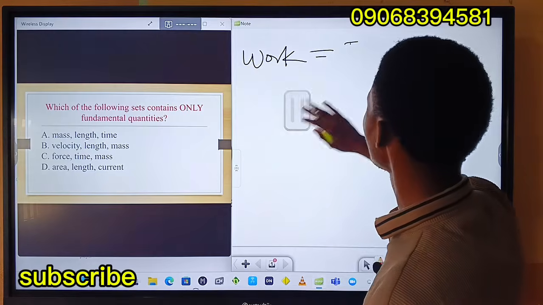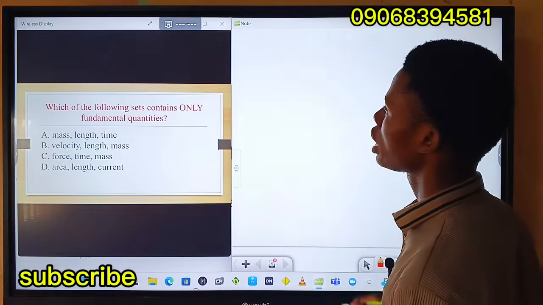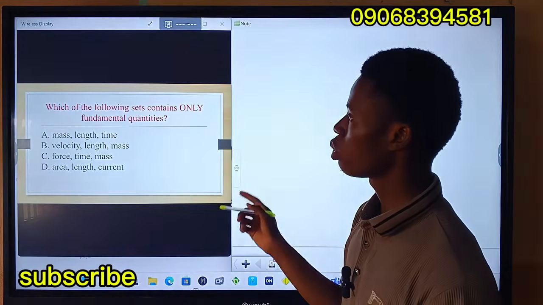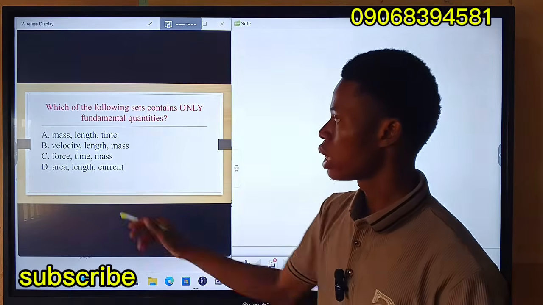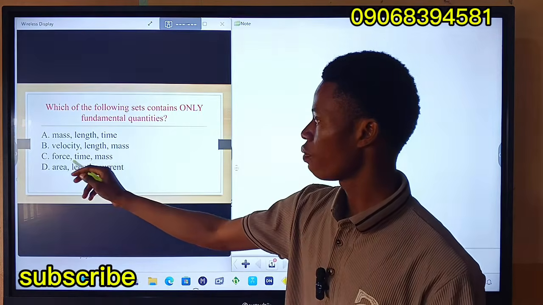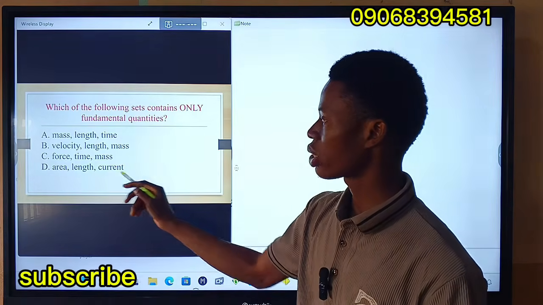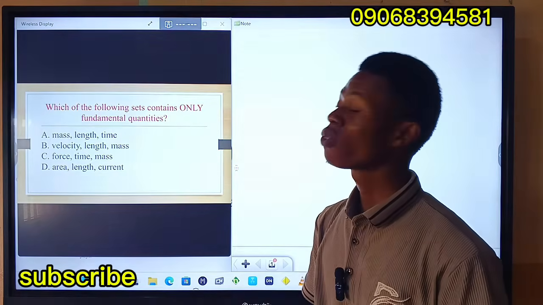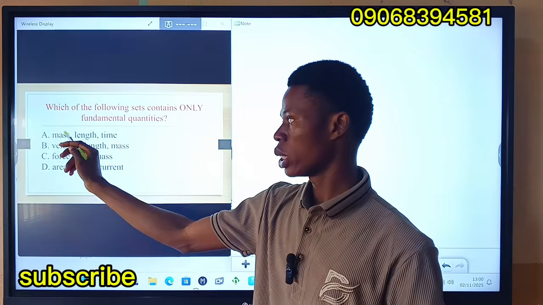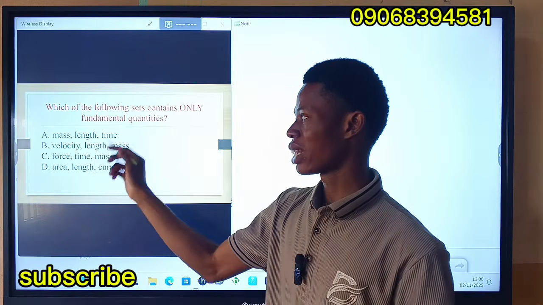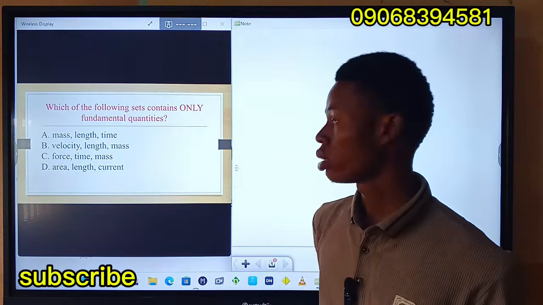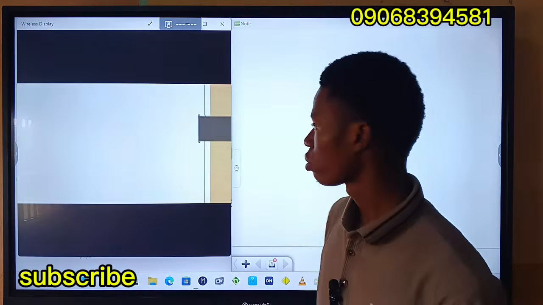Which of the following sets contains only fundamental quantities? A, mass, length, and time. B, velocity, length, mass. C, force, time, mass. D, area, length, current. First of all, you already know what fundamental quantities are from what I've explained. Mass, is it a fundamental quantity? Yes. Length, fundamental. Time, fundamental. So the answer there is obviously A. Moving on.